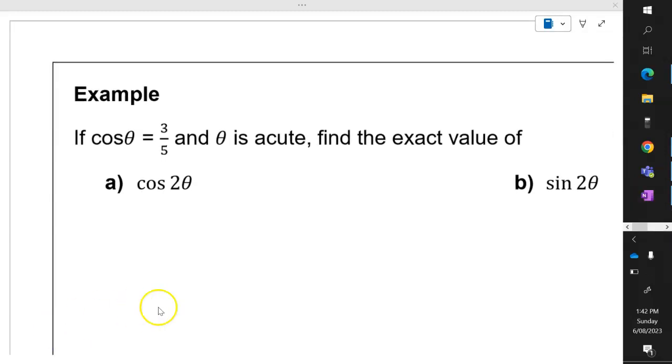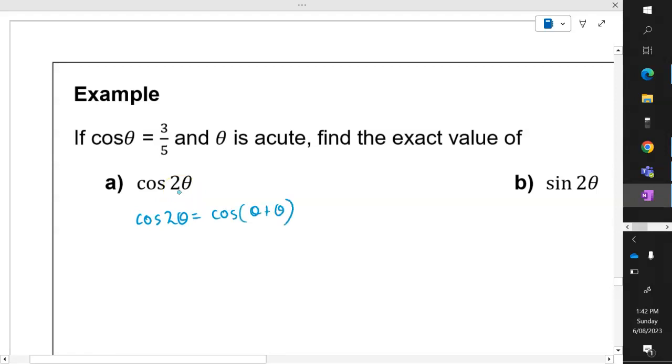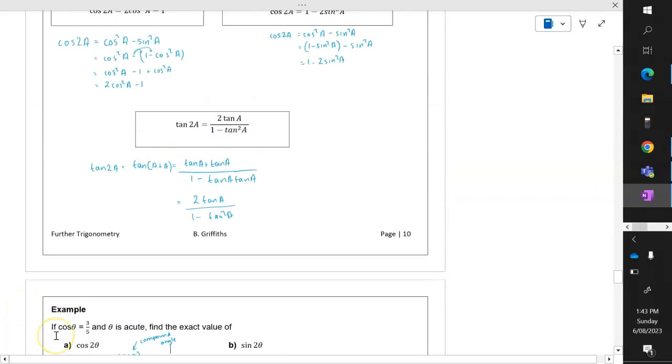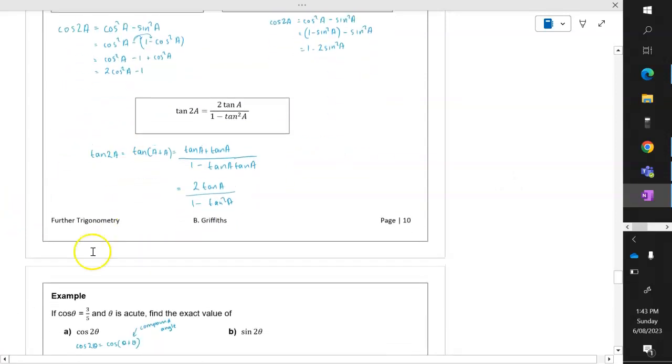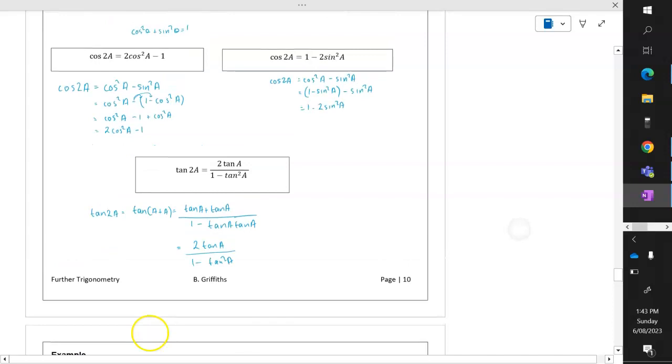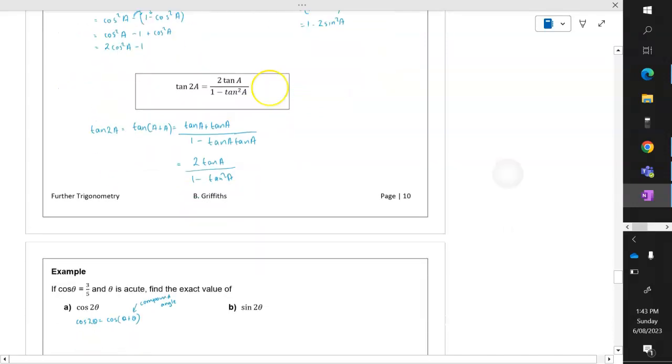Okay, so again, in an exam, you're not going to be given the formula for cos of 2 theta. So you need to know that cos of 2 theta is equal to cos of theta plus theta, which is a compound angle, which we do have a formula for. So you're going to go and work that out, which we've just worked out above. Go back above to where our formulas were. Cos of 2 theta is, and we need it to be in terms of cos, because we've got cos there, going to be 2 cos squared theta minus 1.